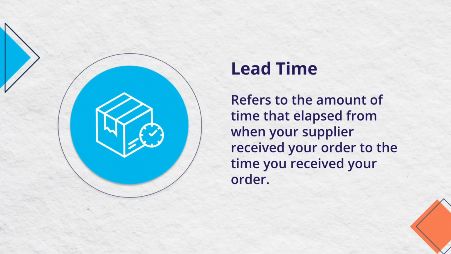The first variable we want to point out is lead time. The supplier lead time refers to the amount of time that elapsed from when your supplier received your order to the time you received your order. Evaluating the lead time of your supplier can indicate procurement inefficiency, help you track improvements, and determine areas targeted for improvement.